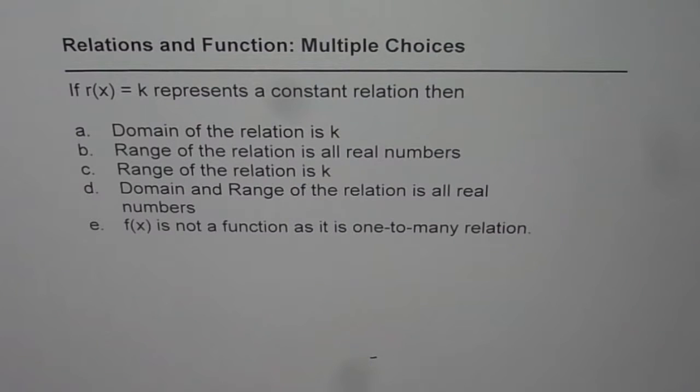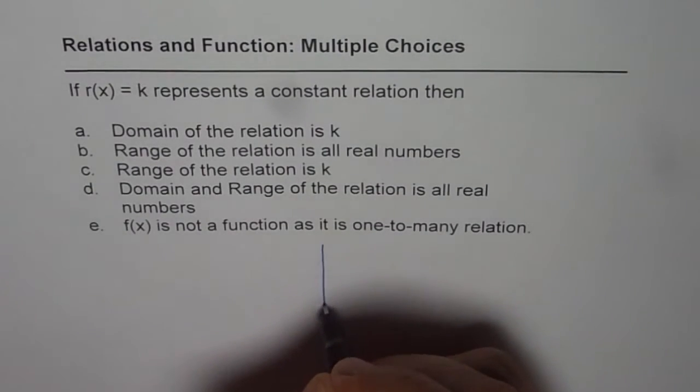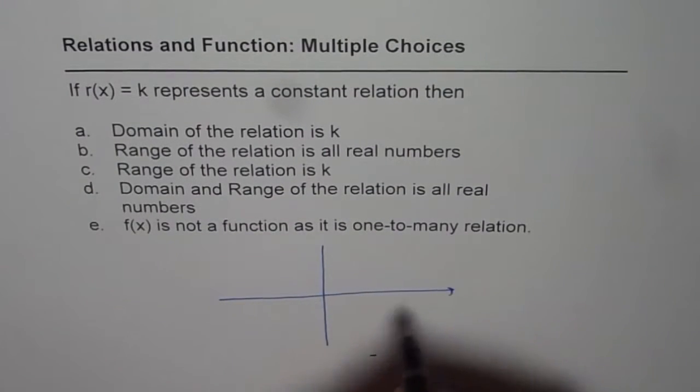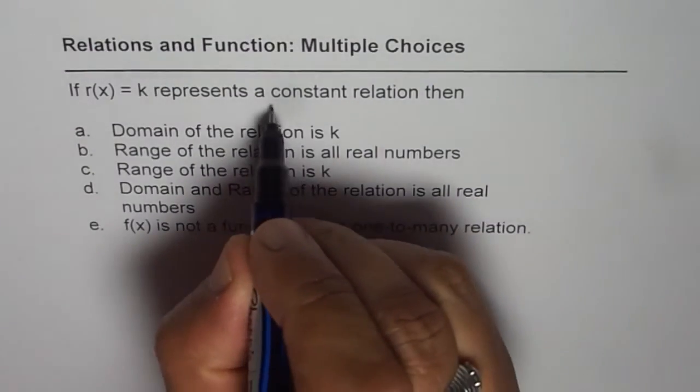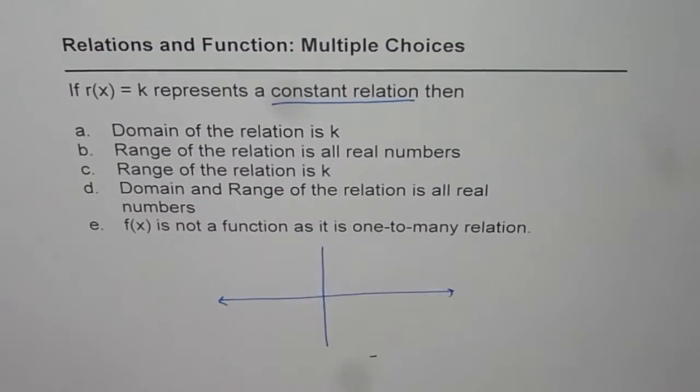So we are given 5 choices. Think about it and write down your answer. Here is how I will do it. It says if r of x equals k. What does it really mean? Well, it's also written there very clearly. If r of x equals k represents a constant relation, right? So it is a constant relation.